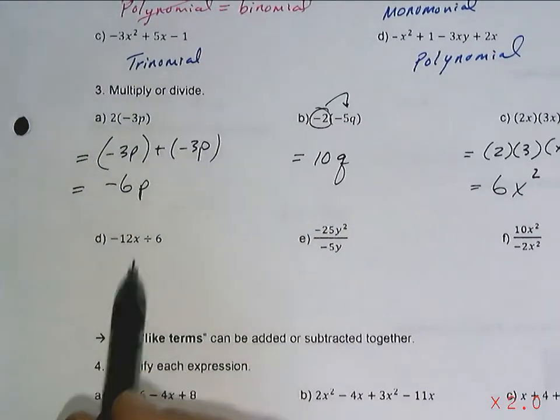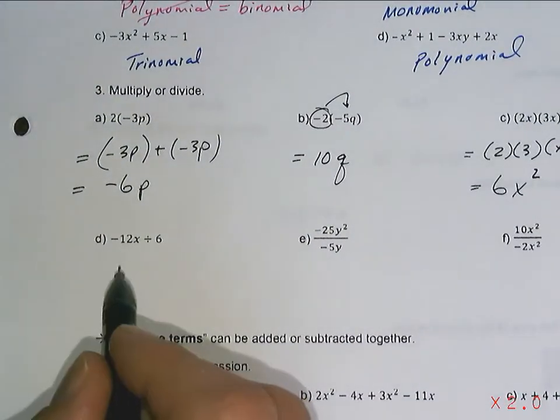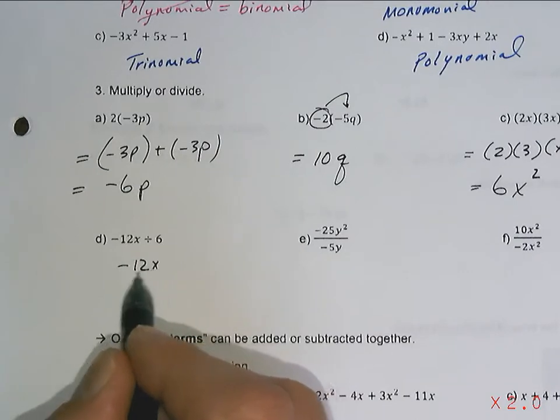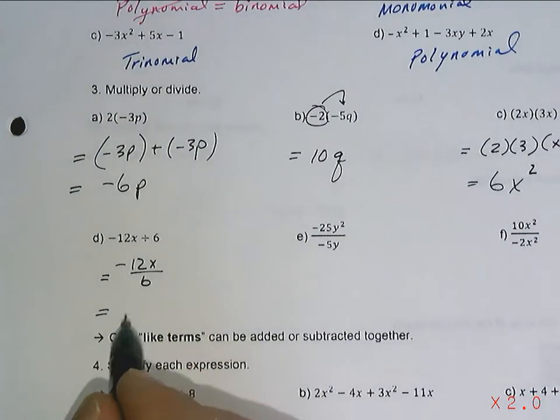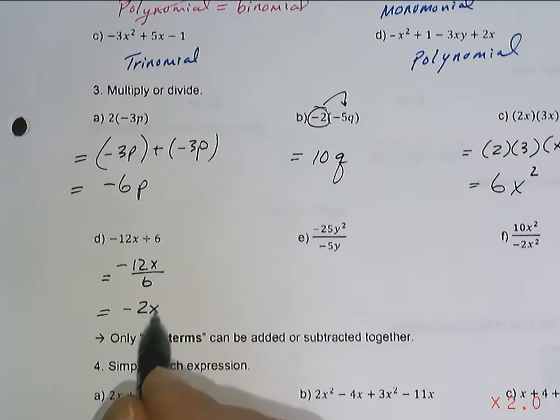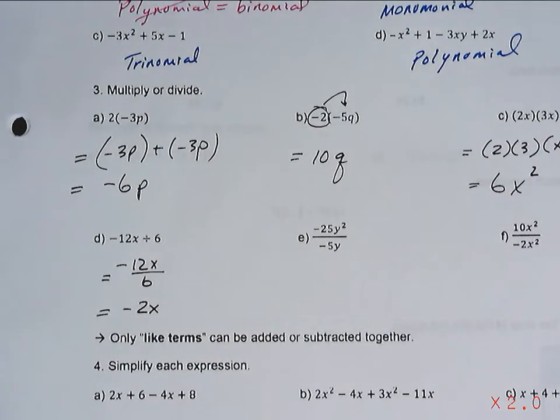Let's take a look at this one. Negative 12x divided by 6. Well, we could rewrite that like this if we wanted to. And if I look at it that way, you notice that the 12 divides by 6 to give 2. A negative divided by a positive is a negative, so it's negative 2x. You certainly do not have to write this middle step. You can go right to the answer. But I'm showing you what I'm thinking.